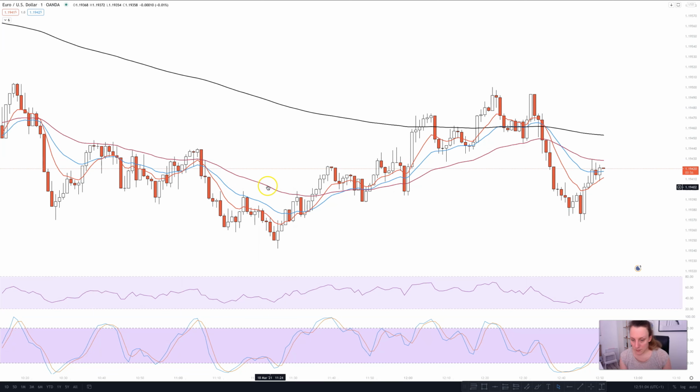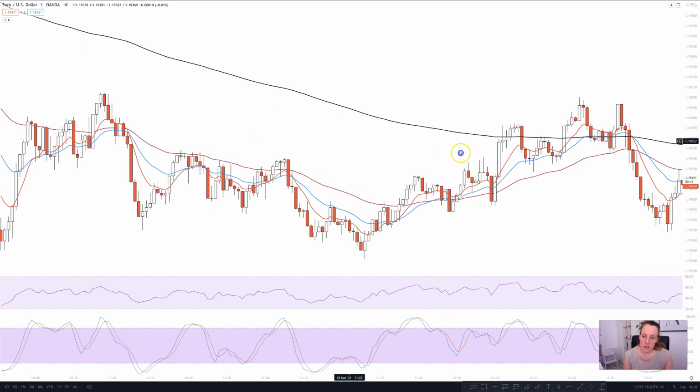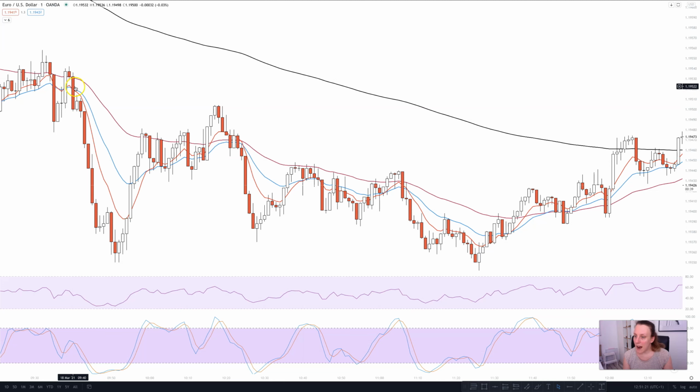This one is a 50 EMA, the blue one is a 20 EMA, and the red one is a 9 EMA. So when you implement these EMAs, you see that the candlesticks are always going away from the EMAs, and then when they are far away, they come back to the EMAs. So this is what this strategy is all about. You can use this strategy in every time frame.